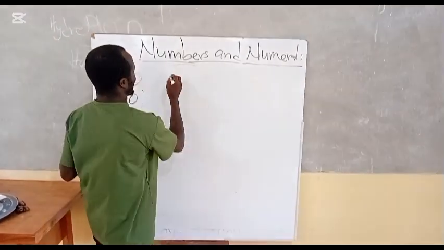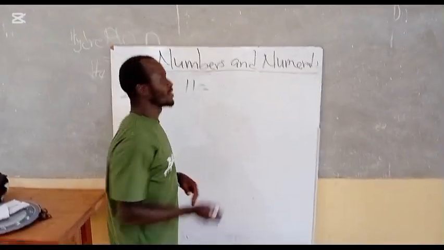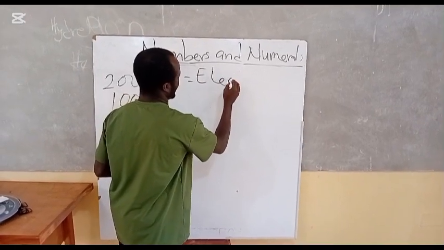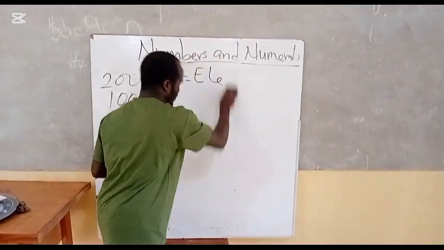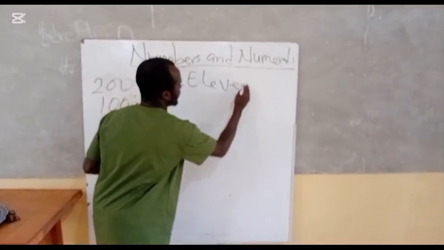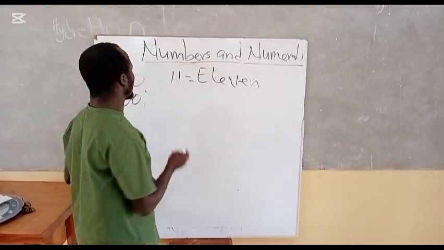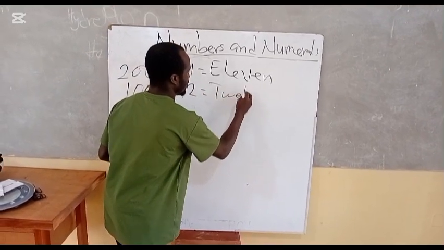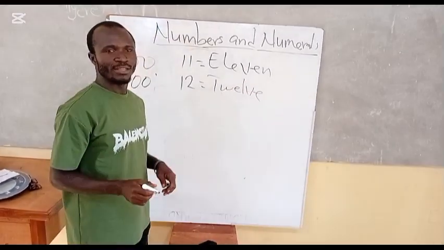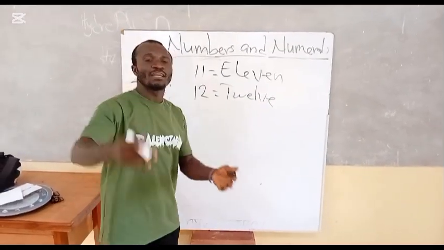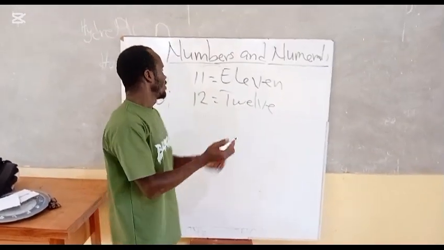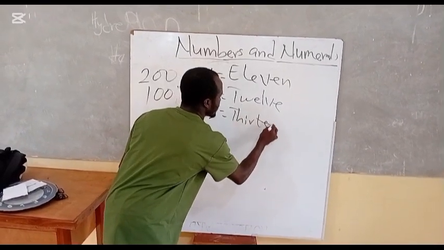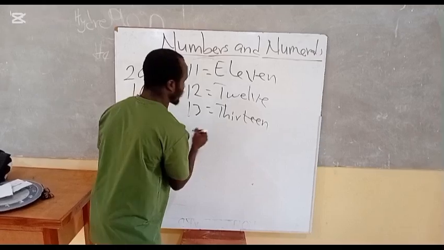So let's look at 11. How do we write 11? So this is how to write 11. Then go to 12. This is how to write 12. Then 13 and then 14. So those ones, if you know 13, which is this way, then the rest, 14, 15.